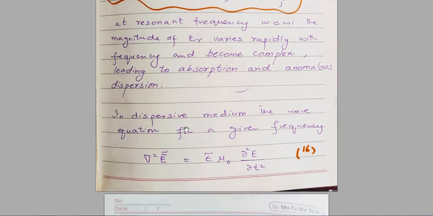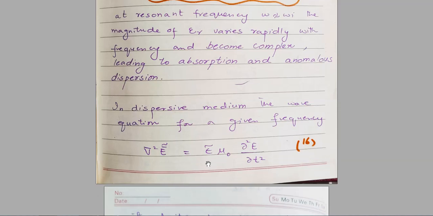In a dispersive medium, the wave equation for the given frequency is written as this; this is the wave equation in the form of the electric field. As you have taken the dispersive medium, here epsilon naught is replaced by epsilon, and it is also written in its complex notation.